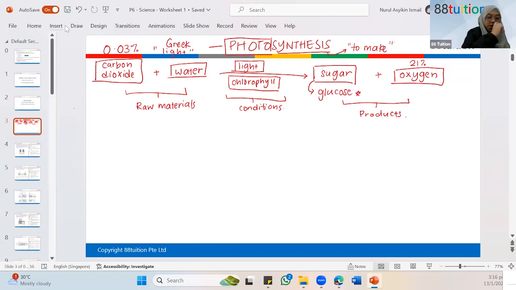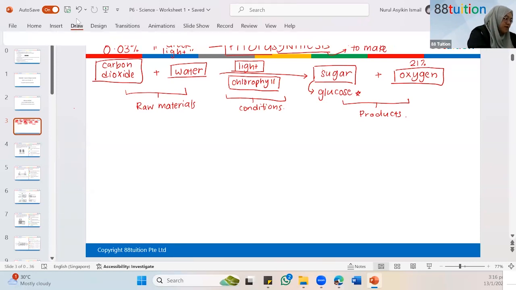When I ask students to draw a plant, most students draw so small, so tiny. So later when they need to label, draw arrows, annotate, it becomes so squeezy and messy already. So draw a big plant, but of course not excessively big that it covers your entire page. Medium size, so that you can be comfortable when you annotate.